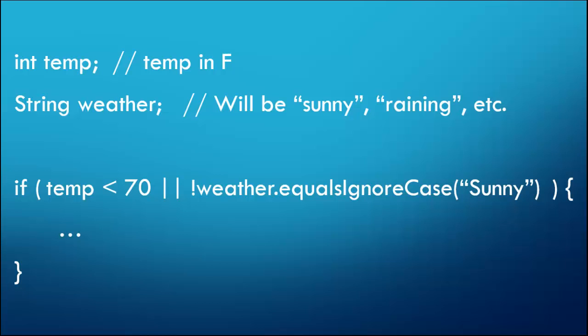Now, it doesn't have to be that both of those are true. We're going to stay inside even if it's sunny but cold, or even if it's warm and raining, we're going to stay inside. So we've got an or here. Temperature is less than 70, or the weather is not sunny. Either way, we're going to stay inside.